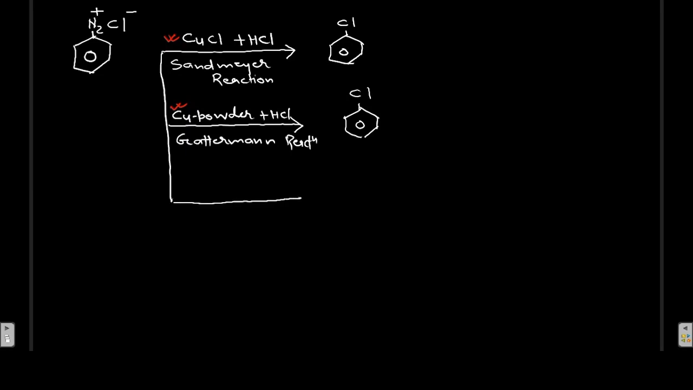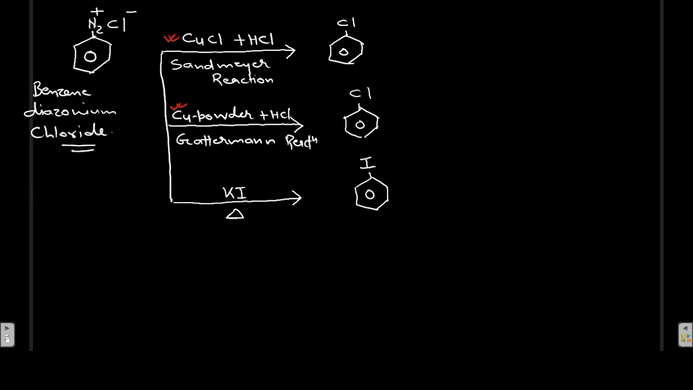When it is reacted with potassium iodide and we heat it, phenyl iodide or iodobenzene will be formed. So I have told you there are so many reactions with diazonium salt. So this is benzene diazonium chloride, or simply we call it diazonium salt.